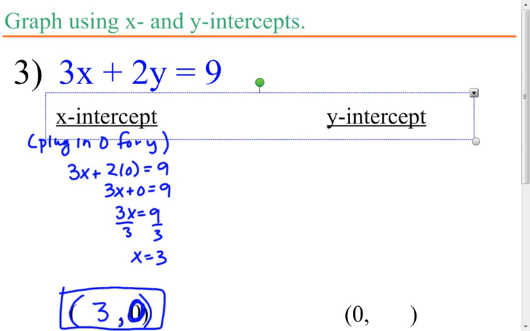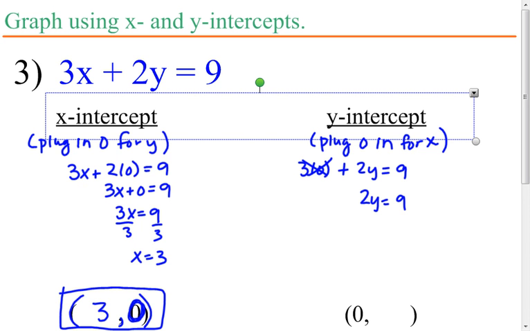To find my y-intercept, I will plug 0 in for x. So you always plug 0 into the opposite variable. When I do that, I have 3 times 0 plus 2y equals 9. 3 times 0 is just 0, so I don't need that there. And I have 2y equals 9, or y equals 9 halves. Again, I plugged in 0 for x, so when I do my y-intercept, my x-coordinate will be 0, and my y-intercept in this case is (0, 9/2).